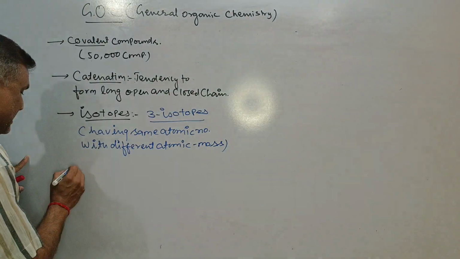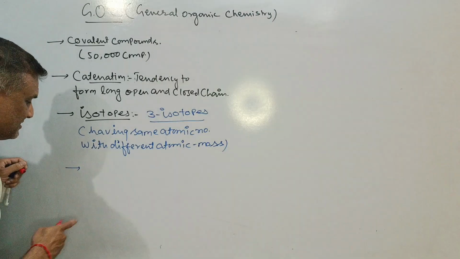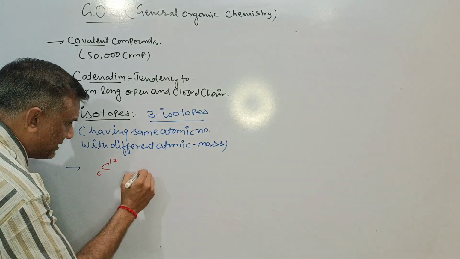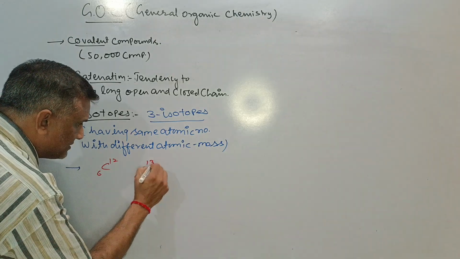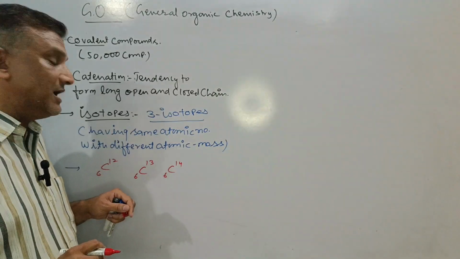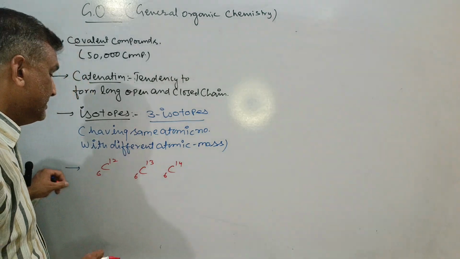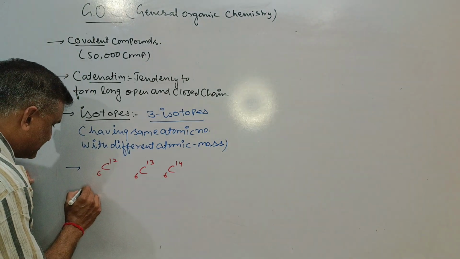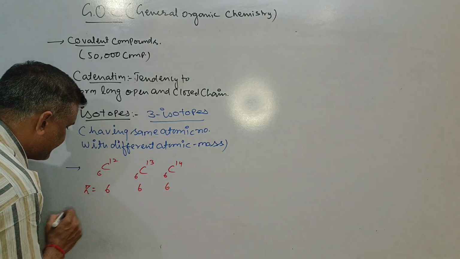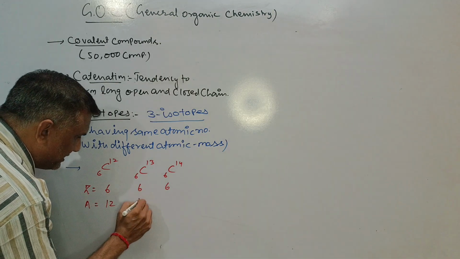What are the isotopes of carbon? These are very important. We can take C6 12, C6 13, C6 14. These are the three isotopes of carbon. Carbon 6 12, carbon 6 13, carbon 6 14. If we go with the atomic number, then Z should be the same. That is 6 and 6. Here is the A. This is your 12, 13 and 14.